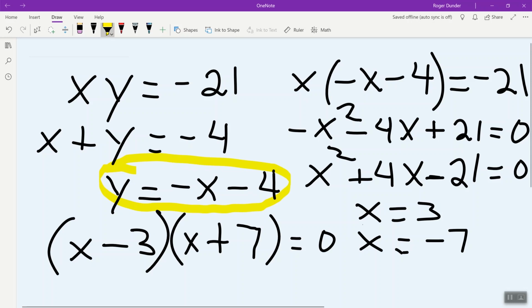So if x was 3, then y would be equal to the opposite of 3, or negative 3 minus 4, or negative 7. See? And y would be negative 7. Or if x was negative 7, then we'd have 7 minus 4, or 3 for y. So the two answers are 3 and minus 7. So let's go ahead and see what it looks like on a graph.